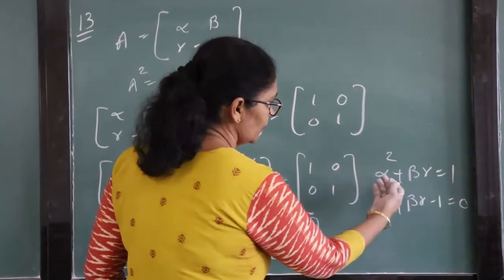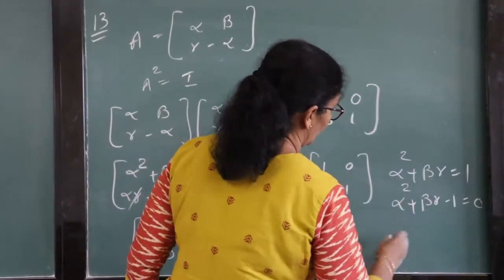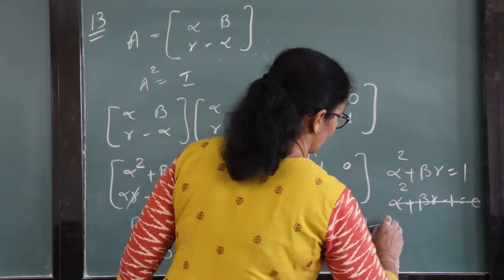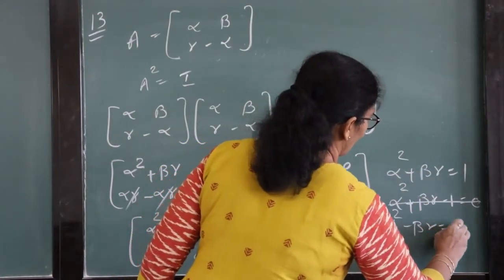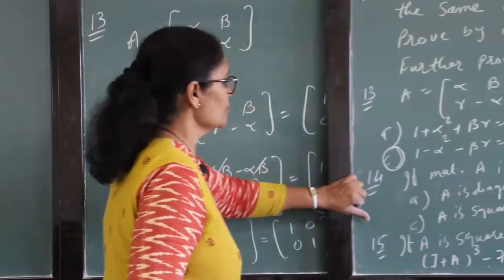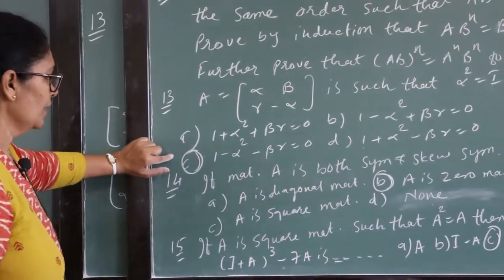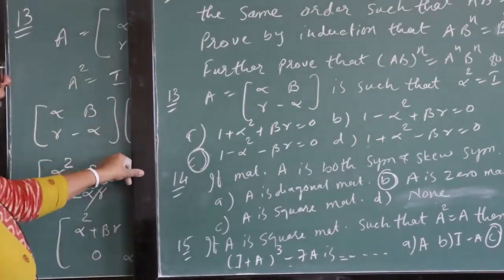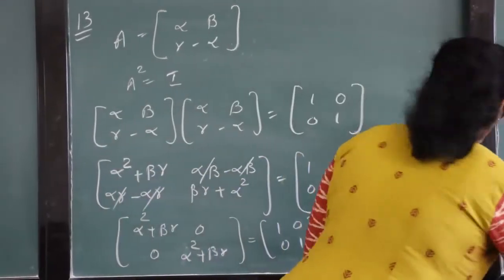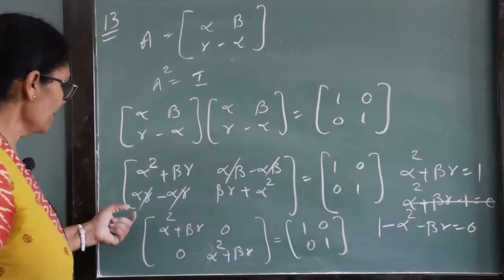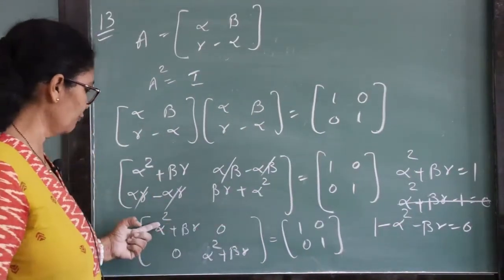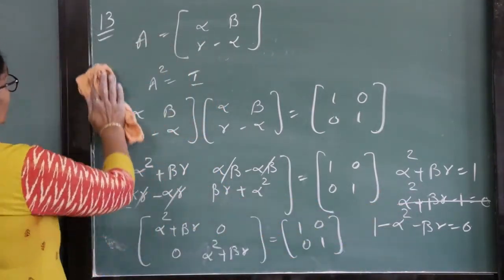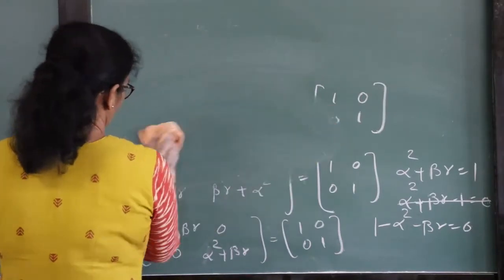Check. So what you have to take? You have to shift both terms to this side. So 1 minus... we cannot write this step, we are shifting this term: alpha square minus beta gamma equal to 0, and this is your option number C. So just remember, whenever options are given, accordingly you can choose your answer or arrange your answer. It is simple matrix multiplication and comparison of two matrices only, but the answer will be shifted to the right hand side. This is your 13th question, MCQ number 13.